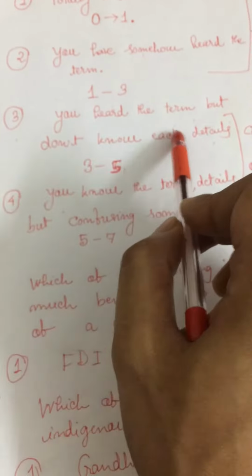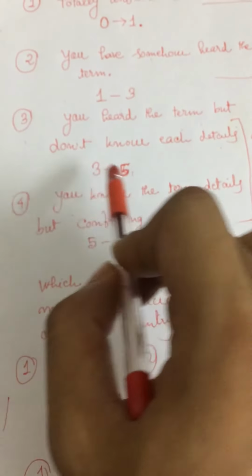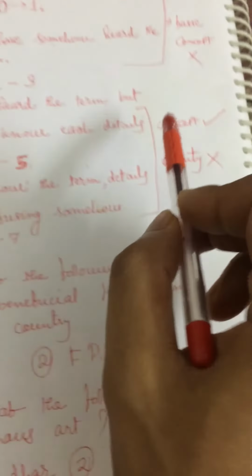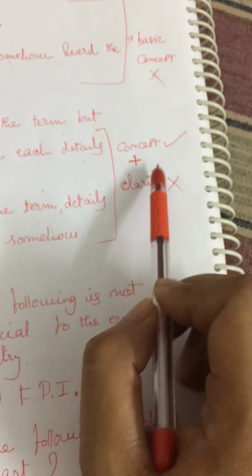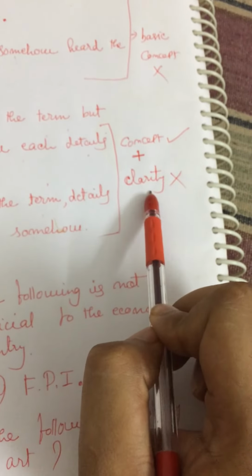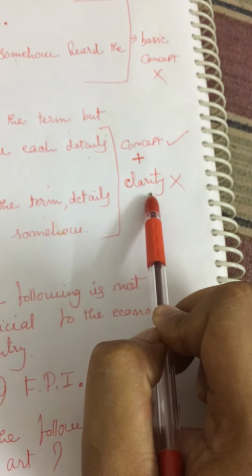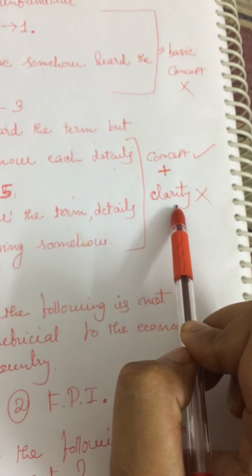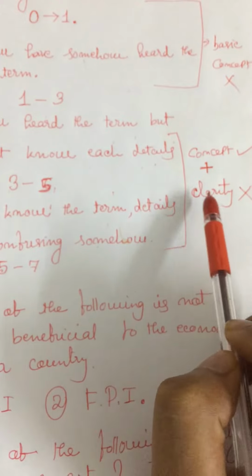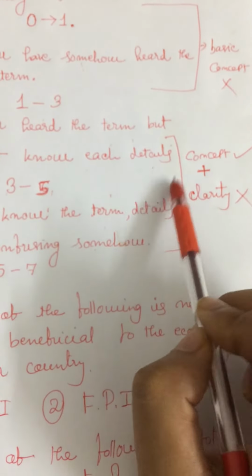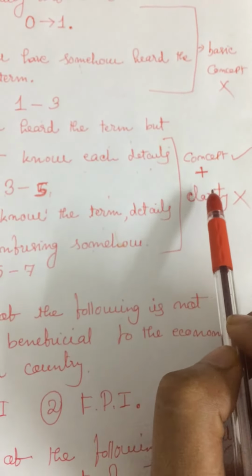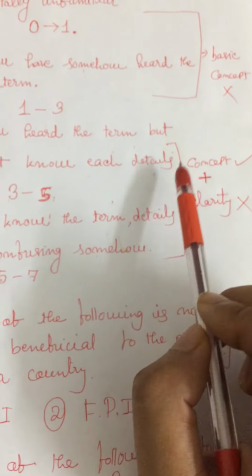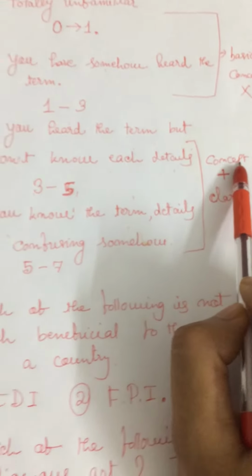Then come to point 3 and point 4. Point 3: you know the term but don't know the details. Point 4: you know the details of the question but still you are confused. Then you have the concept but not the clarity. What the UPSC preliminary exam requires is that you have the concept as well as clarity of deep thought. You are lacking clarity to take any decision in favor of the concept which UPSC requires.